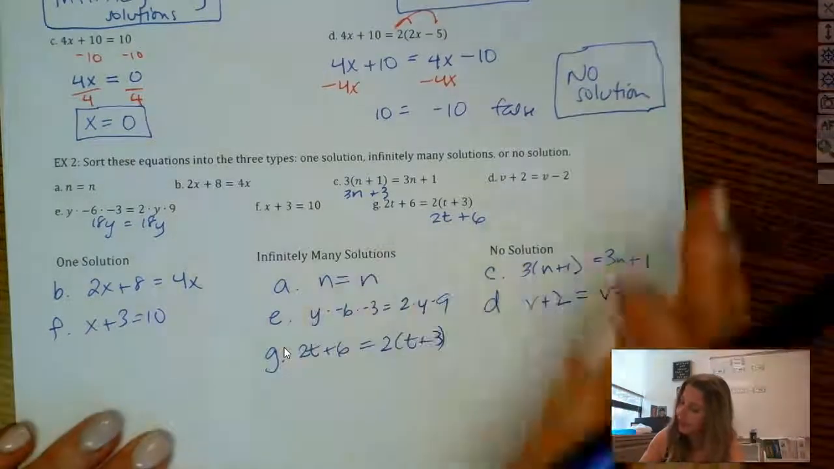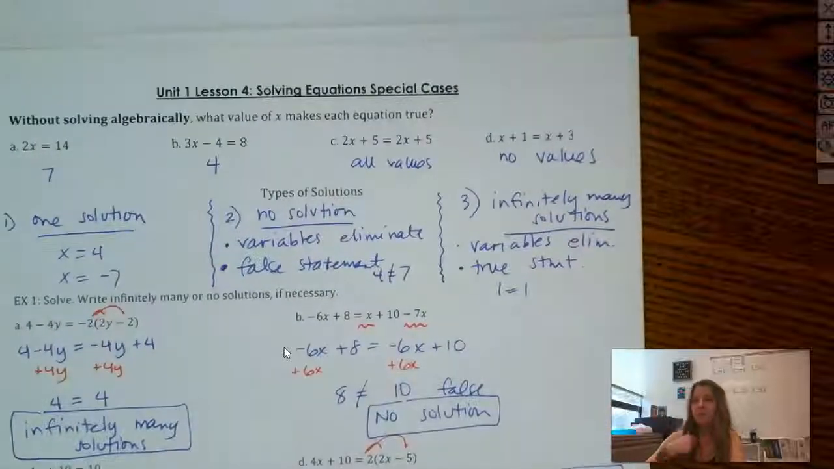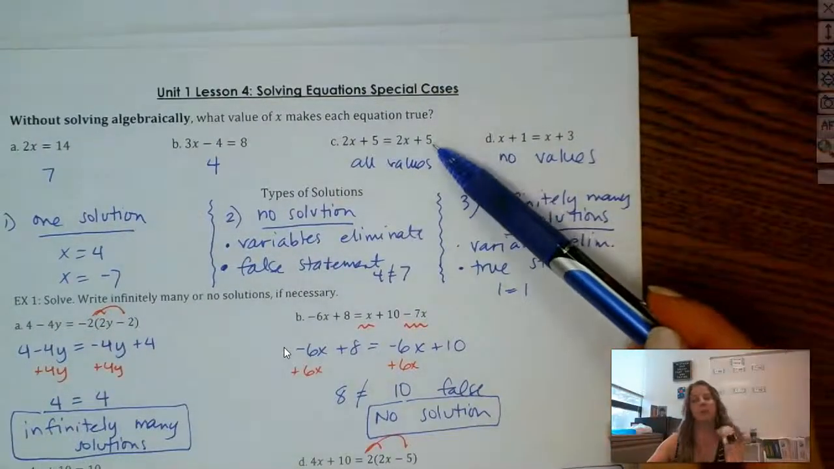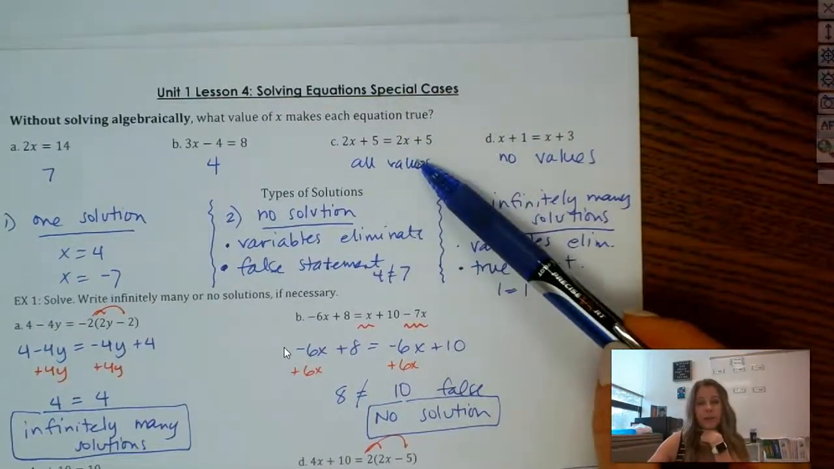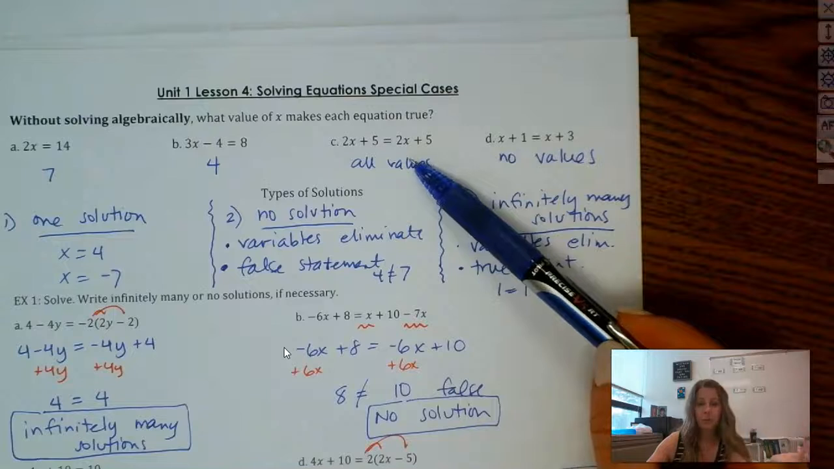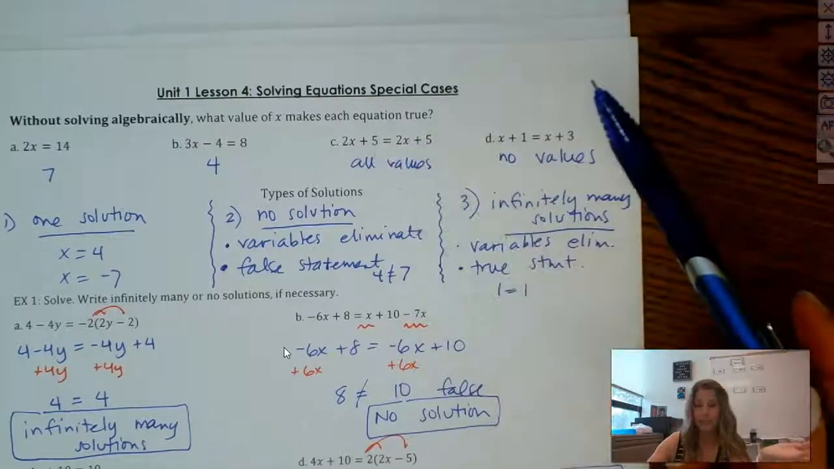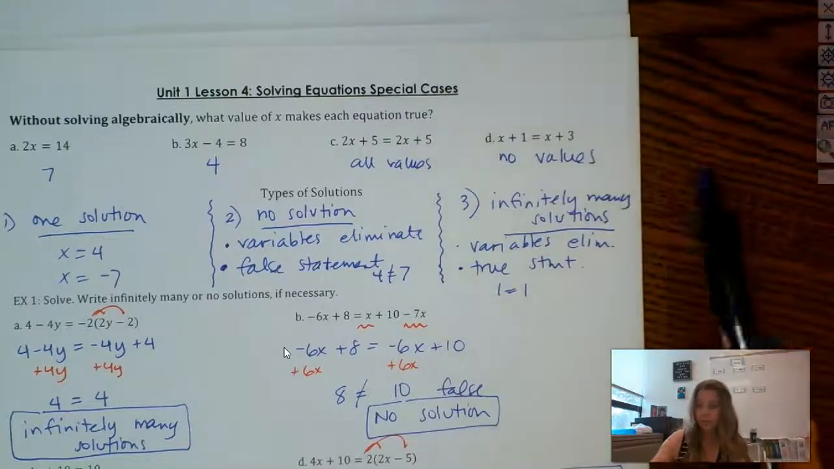And I actually want to draw you back up to the top here. Look at C, now that we've talked about this. Do you see how the left and the right are the same? No matter what I put in for x, I'm just going to get a true statement, so therefore it's infinitely many.